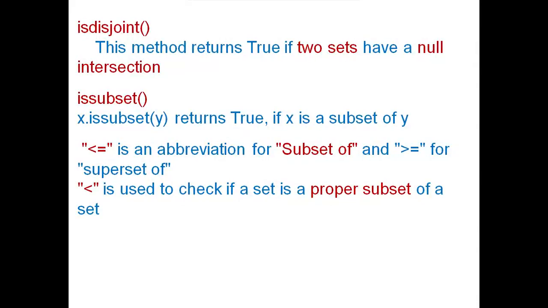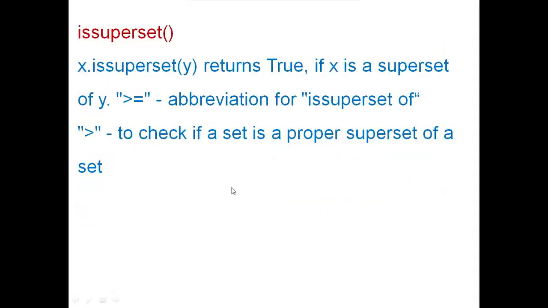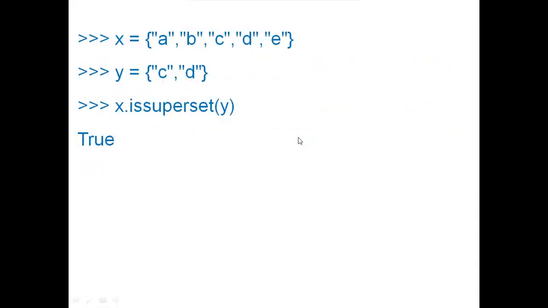Whereas equal to comes in if I have another set Y which also contains 1, 2, 3, then it will say equal to. That is the difference, right? So less than or equal to is the abbreviation of subset of, and greater than or equal to is the abbreviation of superset of. And less than alone, without the equal to symbol, is used to check if a set is a proper subset of a set. So issuperset returns true if X is a superset of Y, and greater than or equal to can be used. Similarly, greater than is used to check for a proper superset of a set, right?